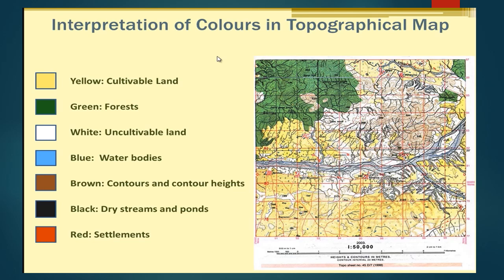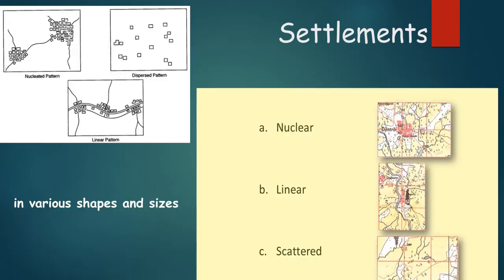As we have already discussed the significance of colors on topographical maps, without colors it becomes very difficult to identify the features or to specify each and every region on the topo sheets. So colors play a very important role on the topo sheets. In today's session, we are going to discuss the settlements, which are shown in red color. So let's learn about settlements and their different patterns.